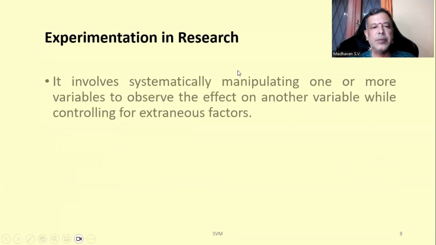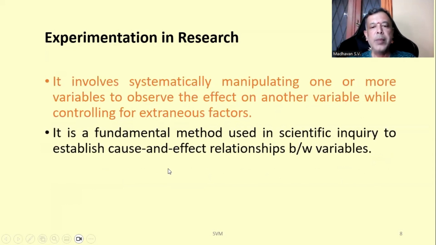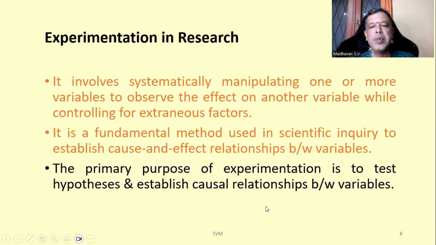Now comes the actual topic, which is experimentation in research. It involves systematically manipulating one or more variables, those are the independent variables, to observe the effect on another variable, which is our dependent variable, while controlling all the extraneous factors. That is what we saw, what extraneous factors are. It is a fundamental method used in scientific inquiry to establish cause and effect relationships between variables. The primary purpose of experimentation is to test hypotheses and establish causal relationships between variables.